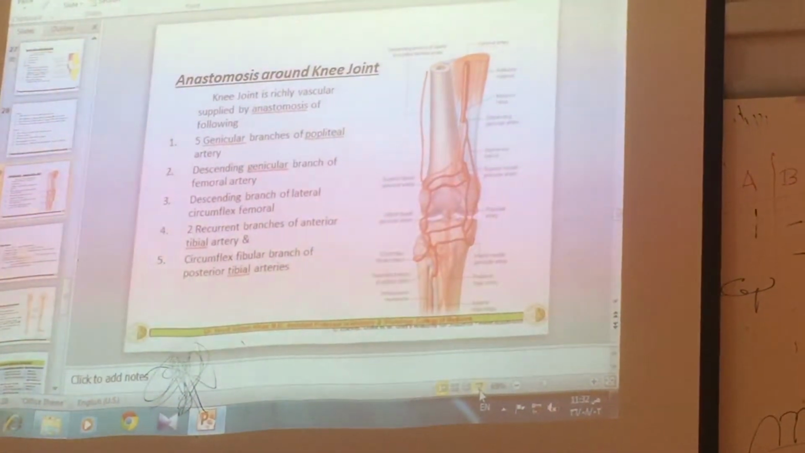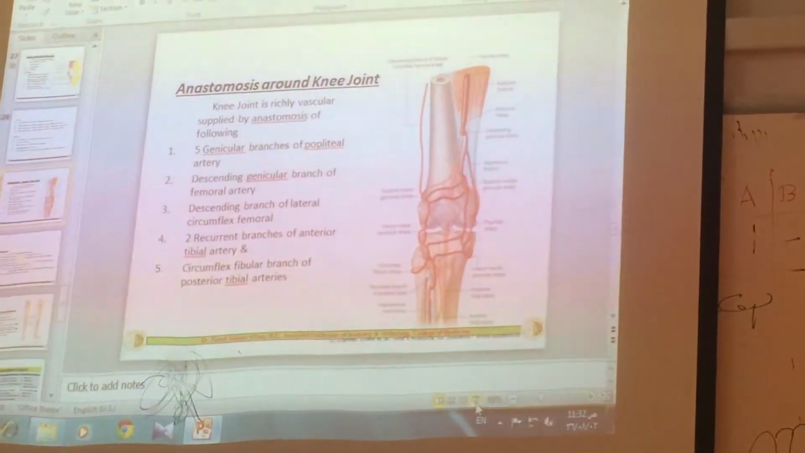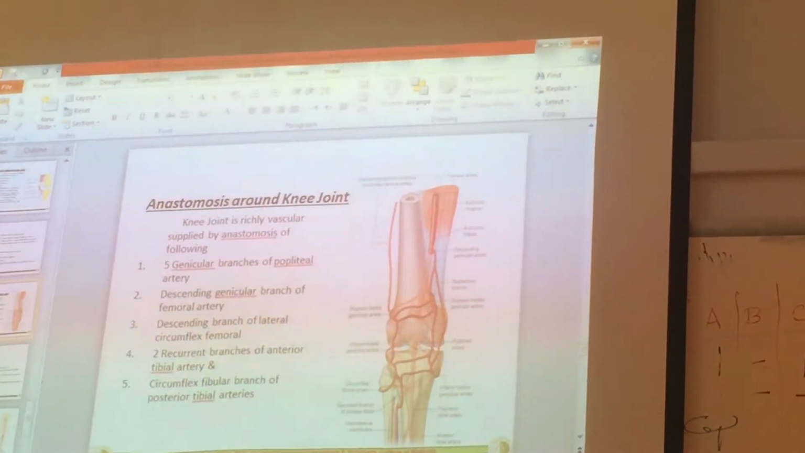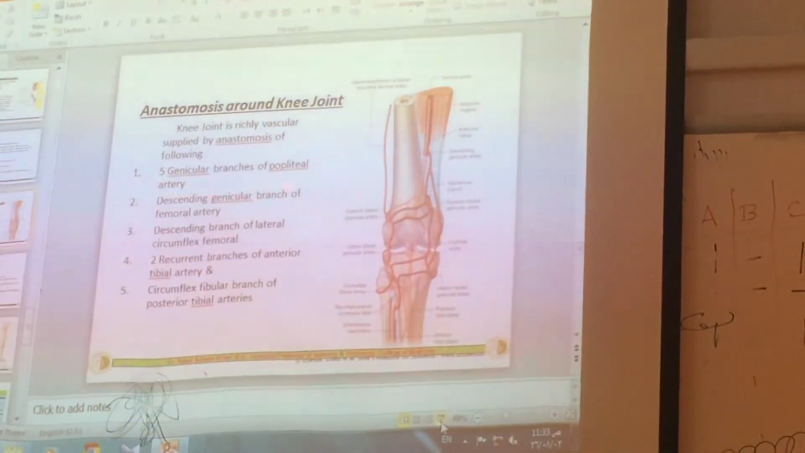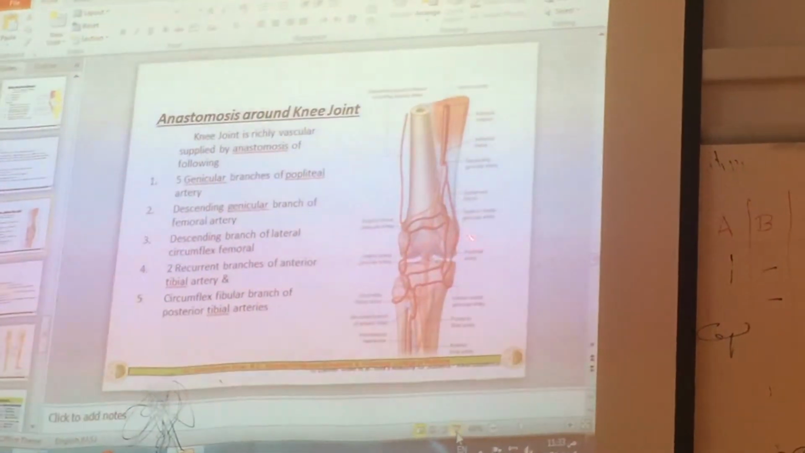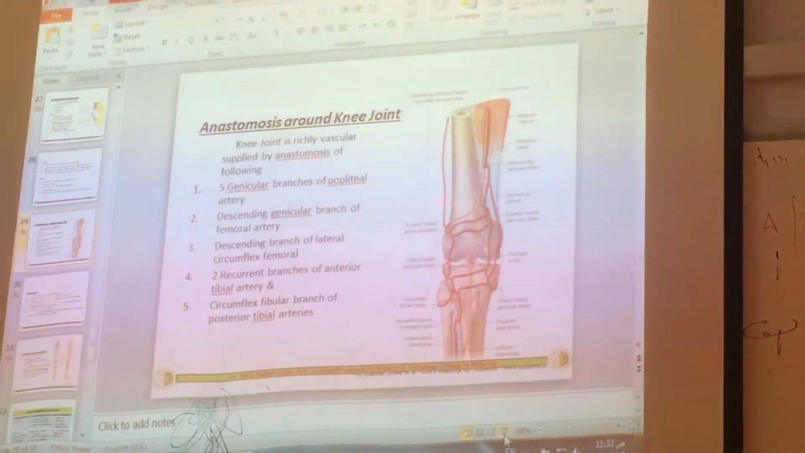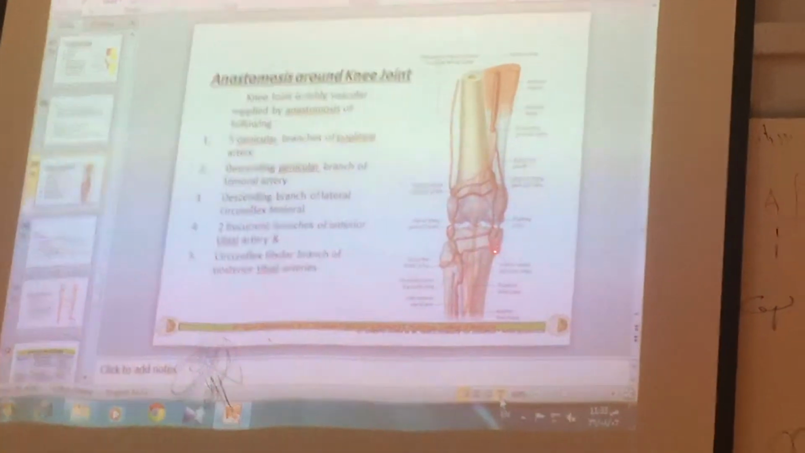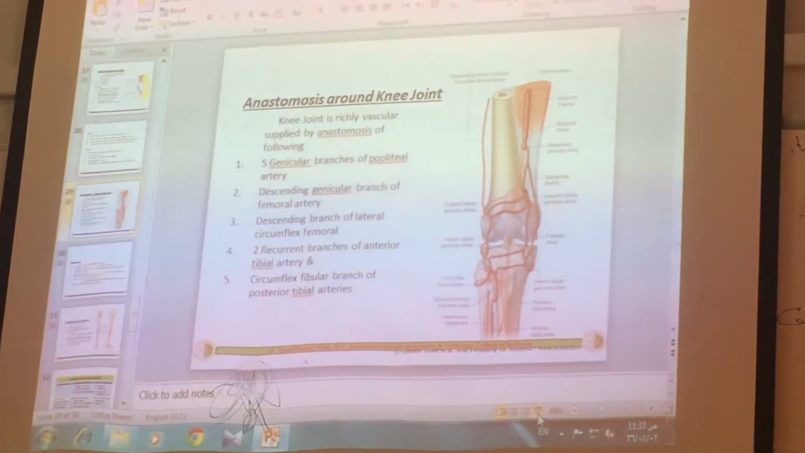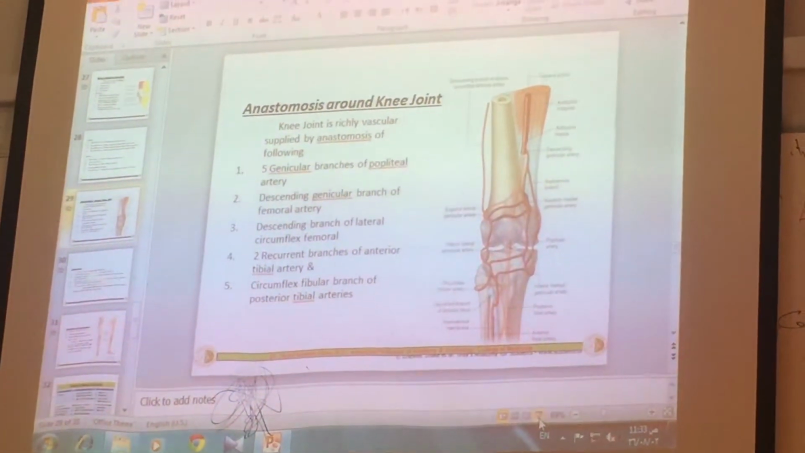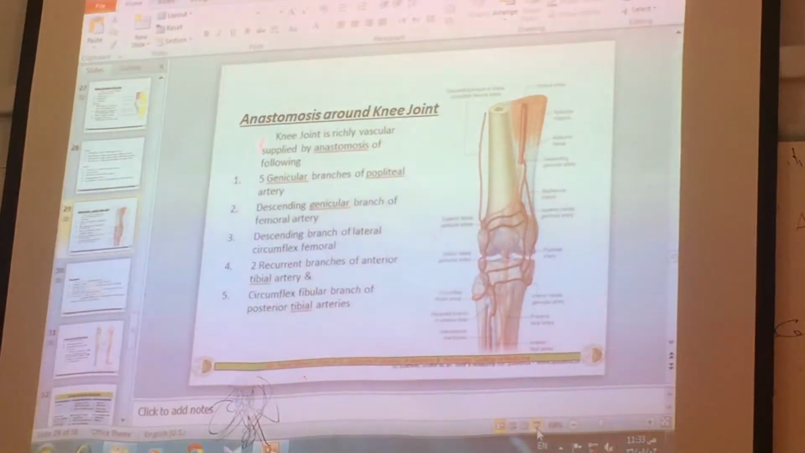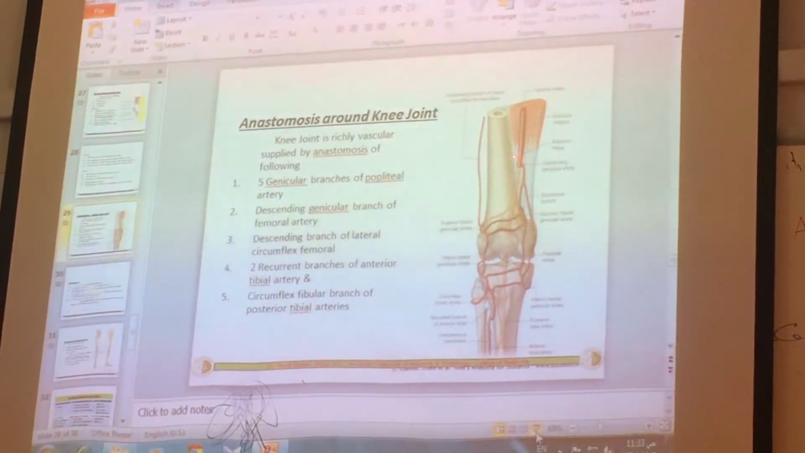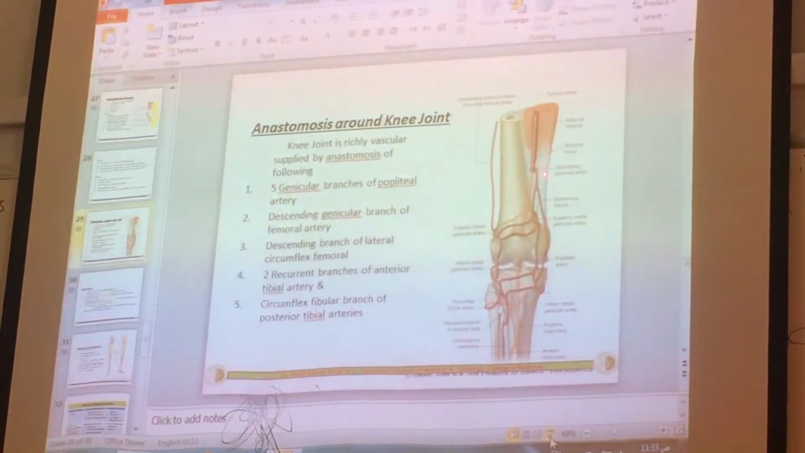Okay. Coming to the anastomosis around the knee joint, this also we had discussed when we discussed the patella, the popliteal fossa. We had discussed the 5 genicular arteries. Okay, from the popliteal artery it will be giving the superior lateral as well as inferior lateral, and the superior medial as well as inferior medial genicular arteries, and the middle genicular artery. These are the 5 genicular arteries which will be given. Along with that, there will be a descending genicular branch from the femoral artery. If you see here, this is the femoral artery, it is a descending genicular artery.